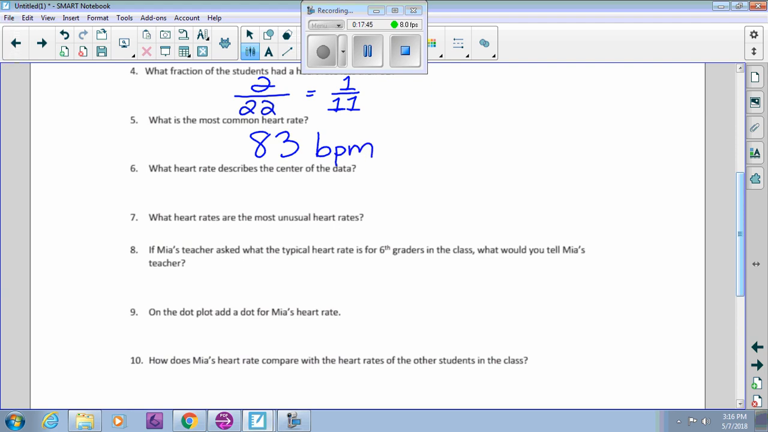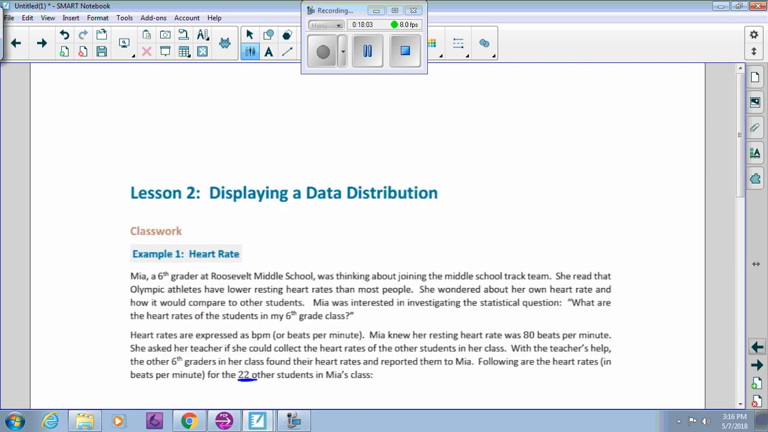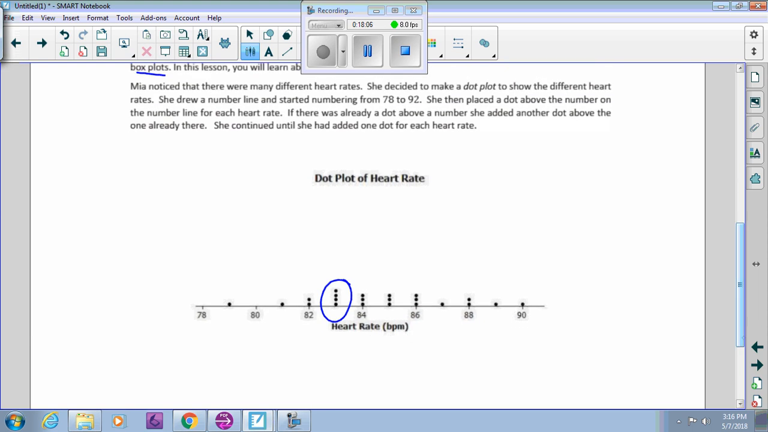What heart rate describes the center of the data? So right now when we're learning this, we don't know the technical measures of center. You're going to learn mean, median, mode, which are measures of center, but you don't know those yet. So we're just going to eyeball it and say, where does this data tend to lie? And you'll notice that it bumps up here in the middle. So I would say somewhere around 84, 85-ish.